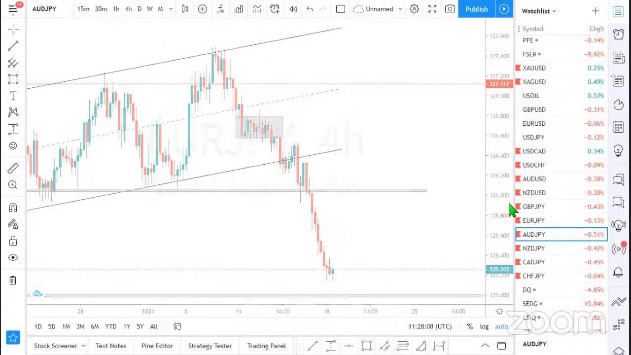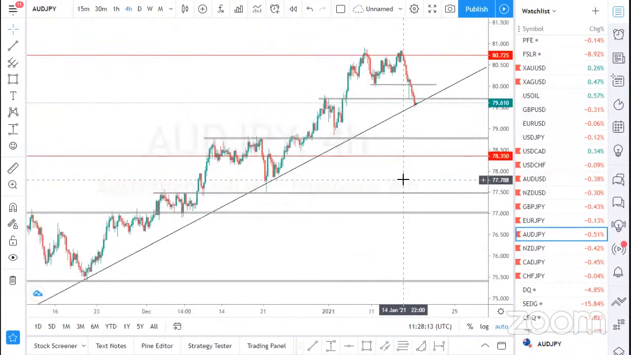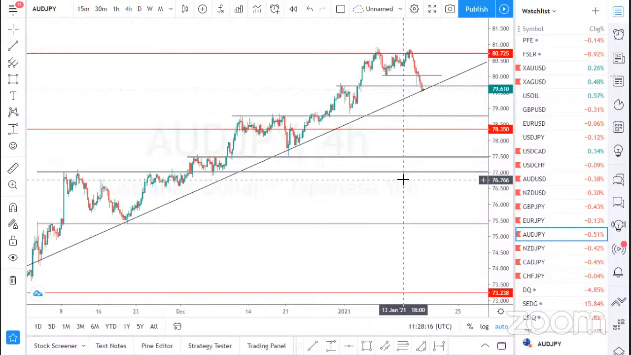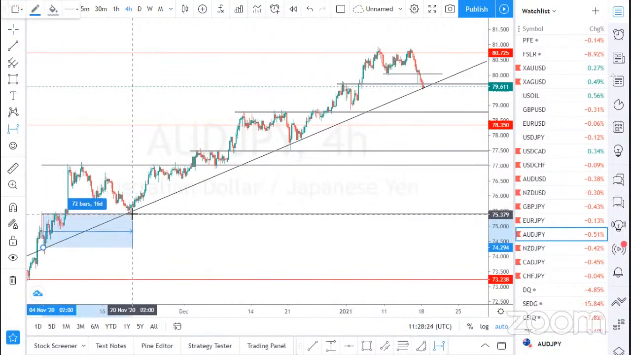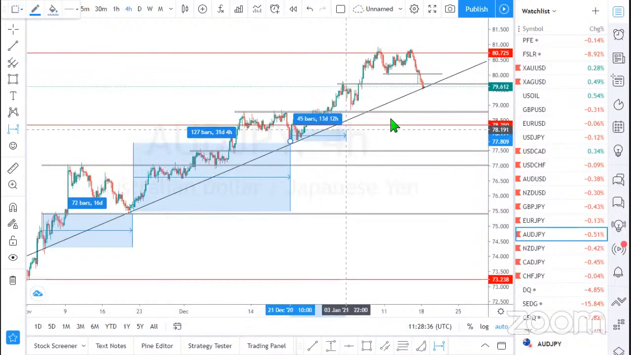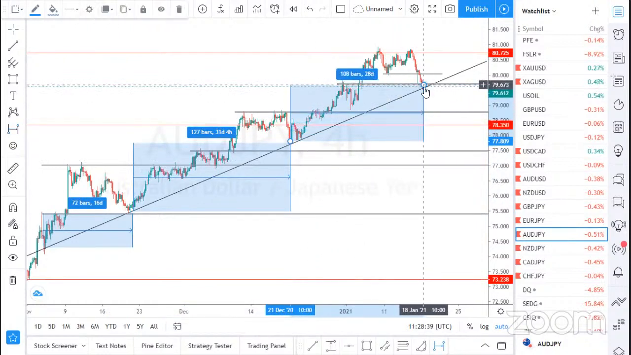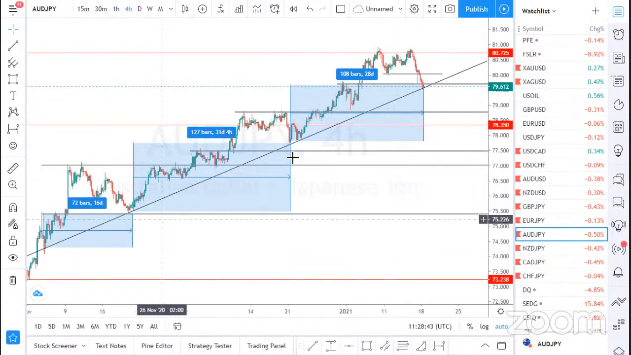So let's check on the Australian dollar paired against the Japanese yen. Pay close attention to the Australian dollar paired against the Japanese yen. And you have to be very, very careful if you want to short this currency pair. If we measure from the retest structure right here to this level right here, I got 72 bars. And then from this level again to the retest right here, I got 127 bars. And from this level right here to this retest of this trend line right here, I got 108 bars. So you've got to be very, very careful.